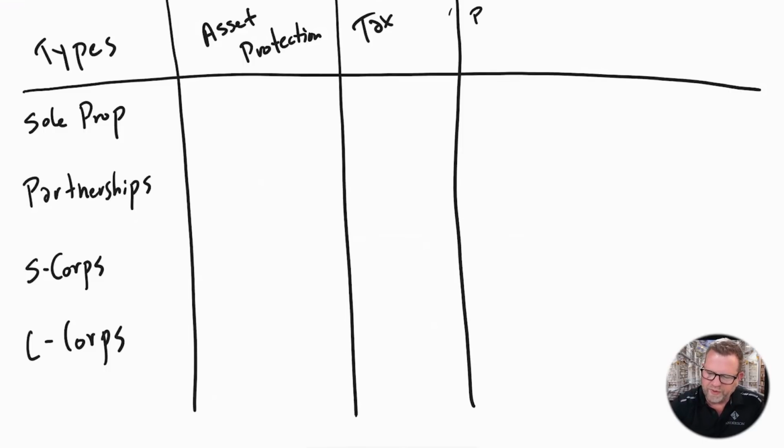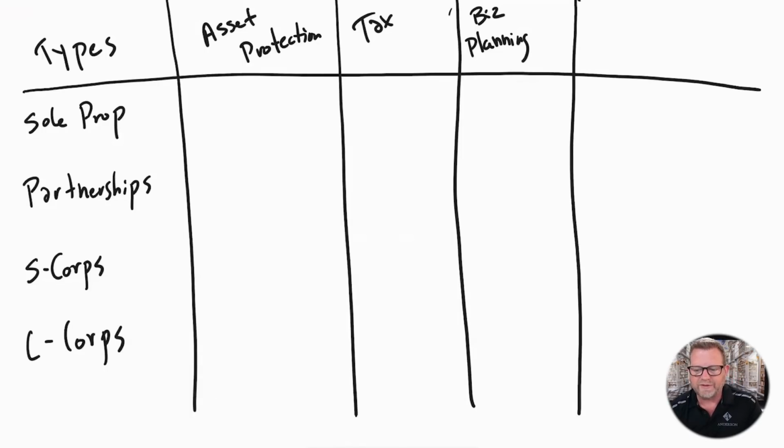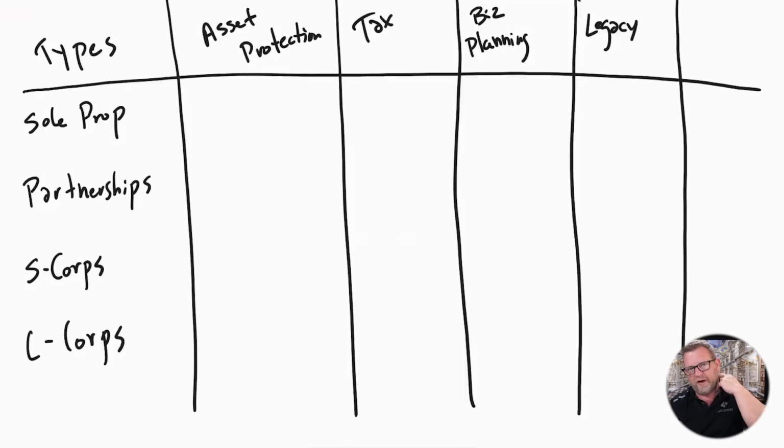We'll call it business planning. So business planning: is it going to help you engage in business, be taken seriously, get access to different types of financial services, loans, etc., easy to raise money? And then the last one is legacy. And by legacy, I mean estate planning. Is it going to be easily passed to your heirs? Is it something that makes it simple?